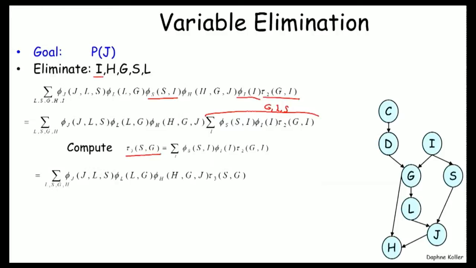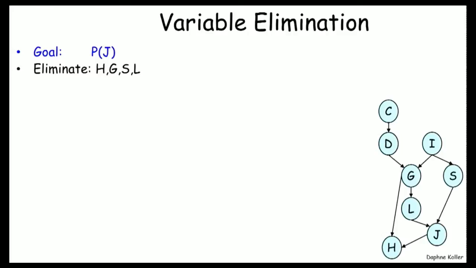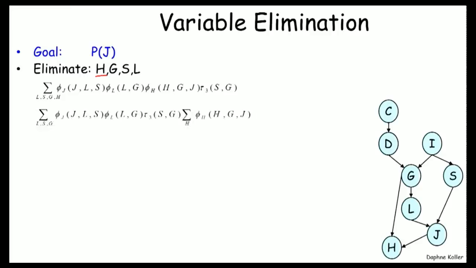And so the process continues, and let's just finish it all the way to the end. Now our goal is to eliminate h. Well, h is a little bit of an interesting case. The only factor that mentions h is this factor, phi of h.